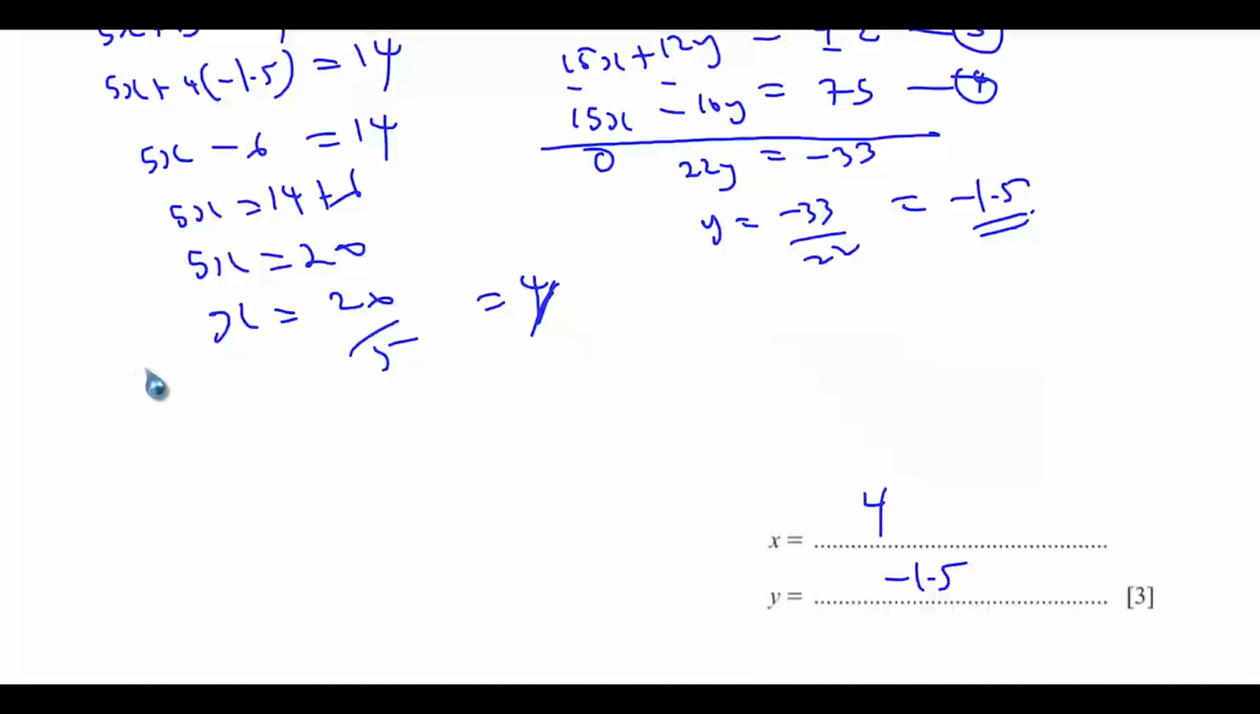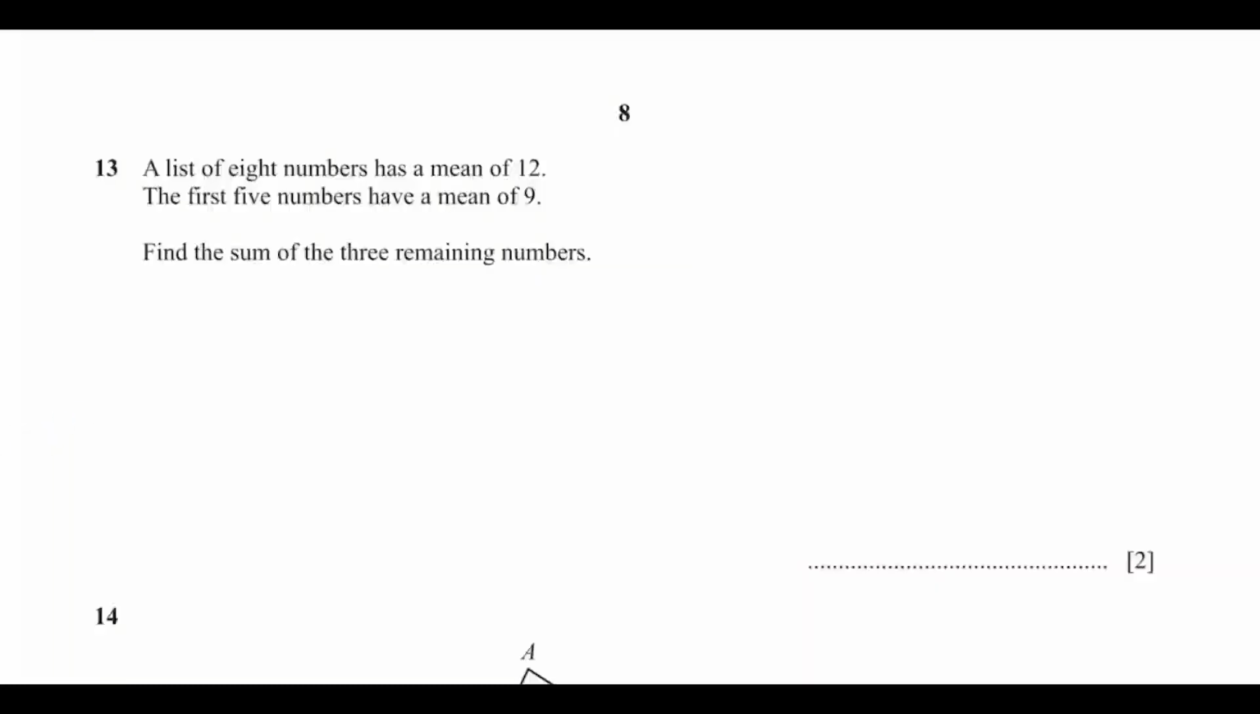Okay, so the next one will be question 13. A list of 8 numbers has a mean of 12. The first 5 numbers have a mean of 9. Find the sum of the 3 remaining numbers.